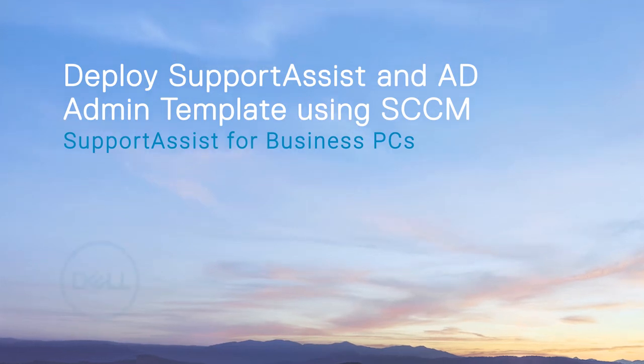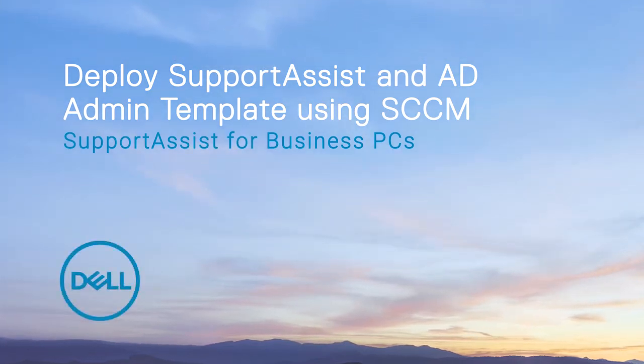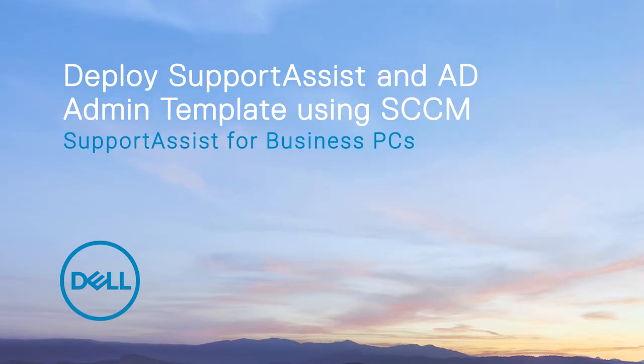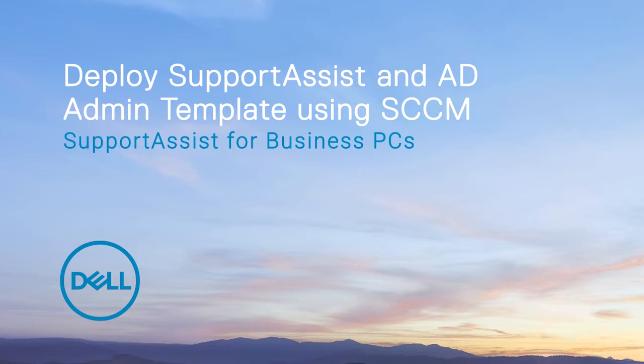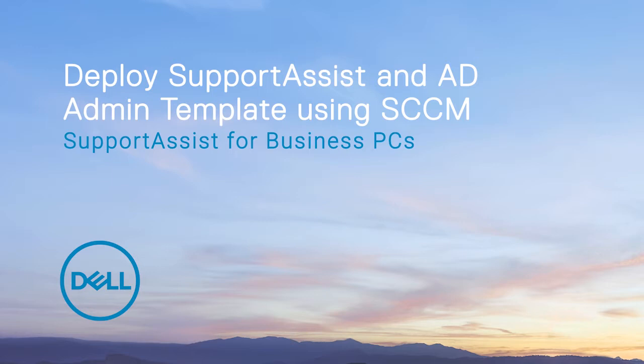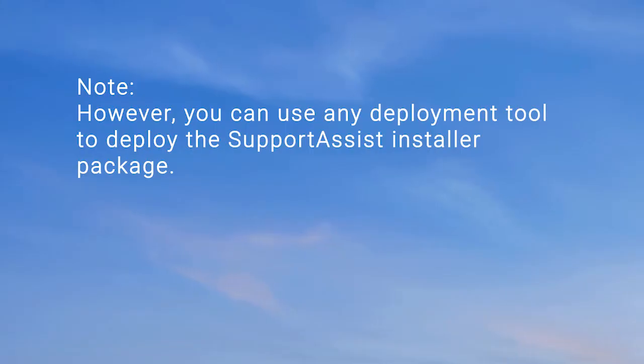After you create your administrative template with the required SupportAssist configuration, you must deploy the Active Directory administrative template files on a domain controller and deploy the SupportAssist Installer package on the target systems. In this video, we will show you how to deploy the Active Directory administrative template files on a domain controller and deploy a 64-bit SupportAssist Installer package on the target systems using SCCM. However, you can use any deployment tool to deploy the SupportAssist Installer package.